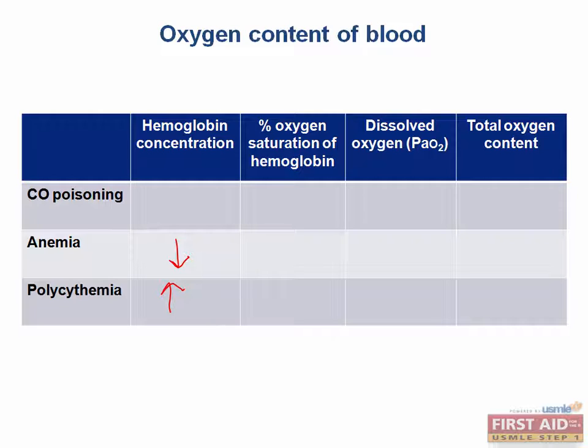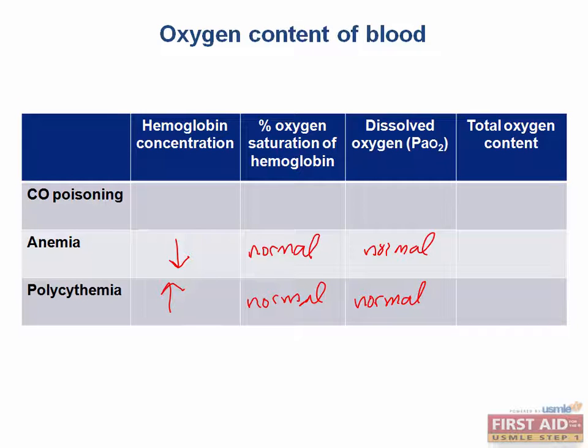Now, staying with these two diseases, is the hemoglobin molecule itself affected? Well, no. In both anemia and polycythemia, the hemoglobin molecule itself is still totally functional and thus can still bind oxygen with the same affinity. There is just too little or too much hemoglobin present. So the percent oxygen saturation of hemoglobin will be normal. What about dissolved oxygen? Well, this is also normal since nothing in the serum has changed.